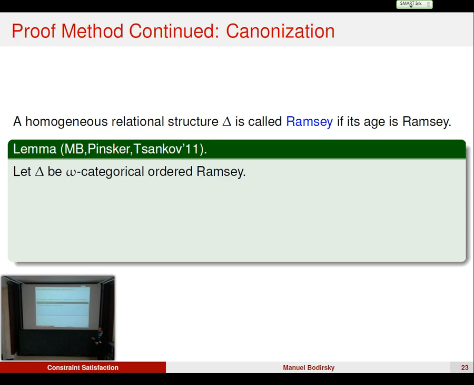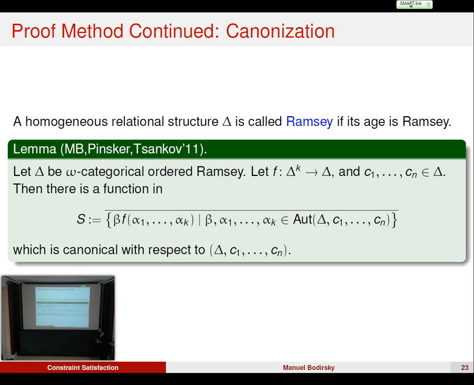So let's look at an omega categorical ordered Ramsey class. Ordered, I mean, I have an order in the signature, a linear order. I have a function f, a polymorphism, which probably comes from a polymorphism or a reduct, very wild, and some constants. And this is actually already interesting if k is 1 and there are no constants. Already there, it's interesting. Then there is a function in this space.